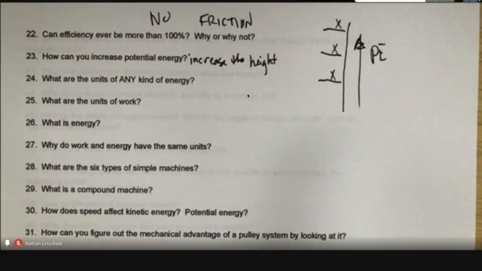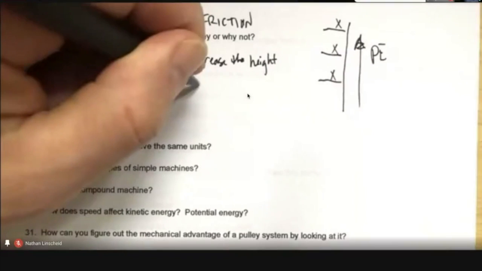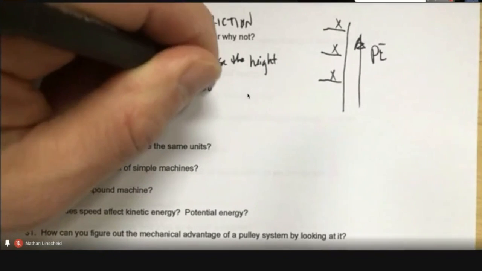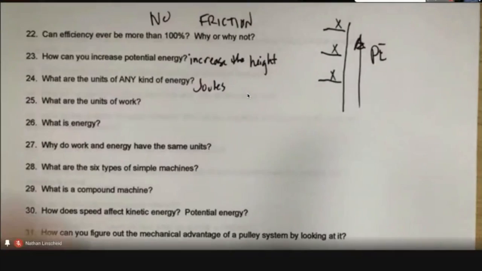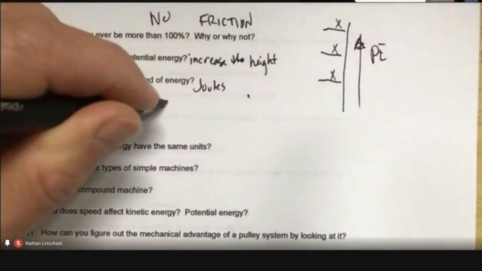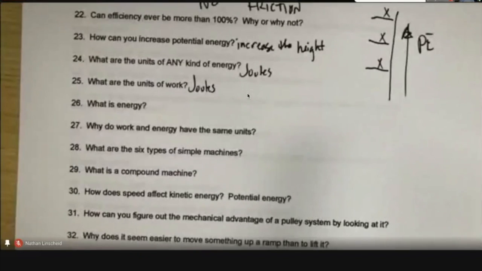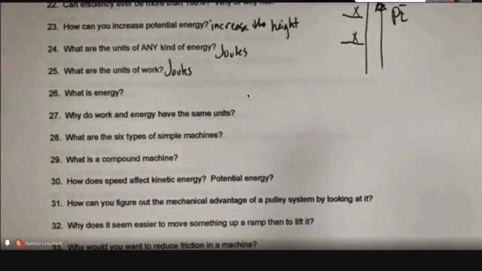What are the units of any kind of energy? As I said before, those are joules. Units of work, joules. Kind of repeat questions there. All right, so then we get to this question, what is energy? And that's kind of the big important topic of physics. And so energy is the ability to do work.